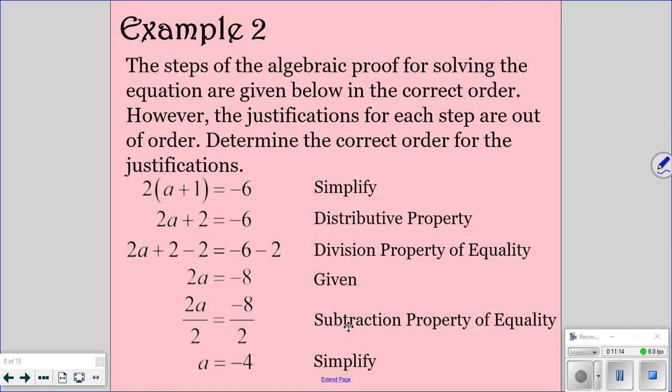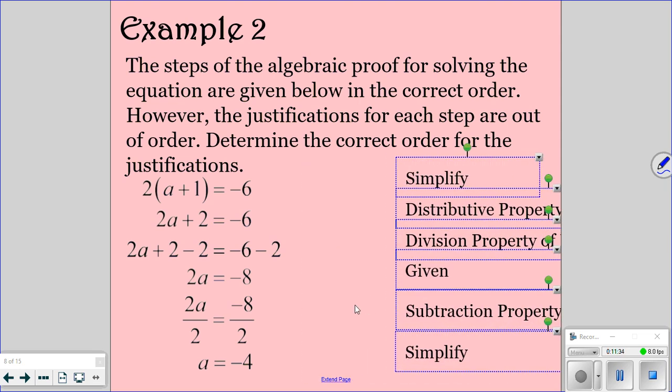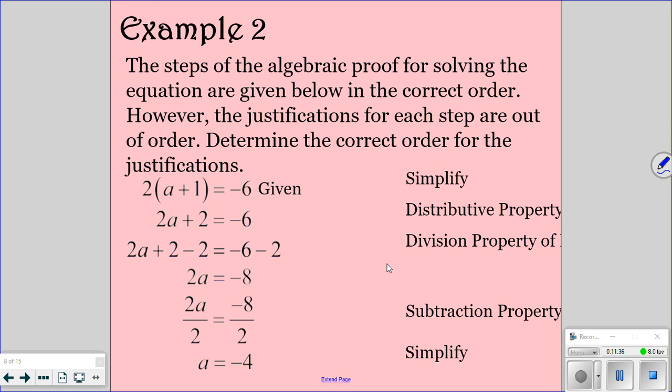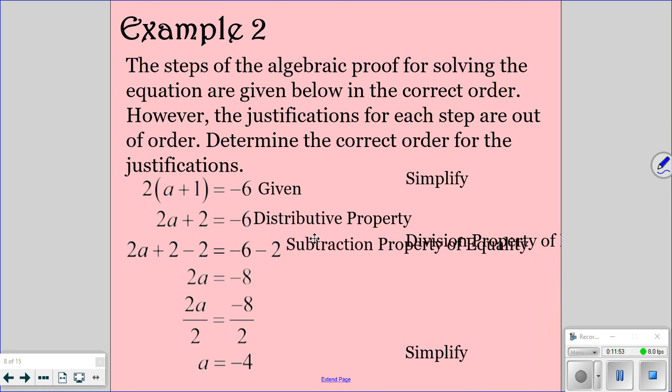All right, so now it tells us that the steps are shown in the correct order, but the justifications are not in the correct order. So what always goes first for our justification? The given. So I'm going to move these over a little bit. The given is always going to go first. So that's going to be the given. What did we do to get from this step to that step? We distributed. So we're going to do the distribution property. And then to go from here to here, we subtracted 2. So that would be the subtraction property of equality.